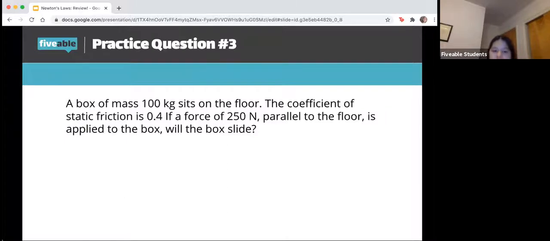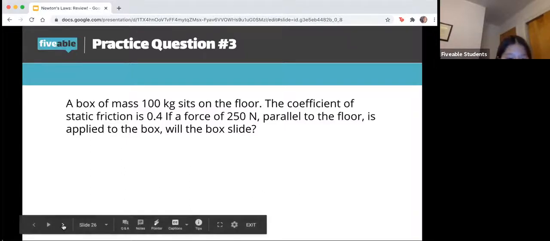So we're given mass, we're given coefficient mu s, we're given a force, we're given the direction, and will the box slide? That is our question. So basically, will the force overcome the static friction? Okay, let's move to the next slide.